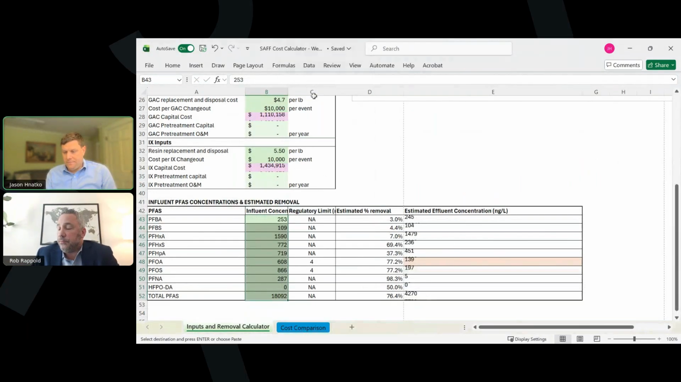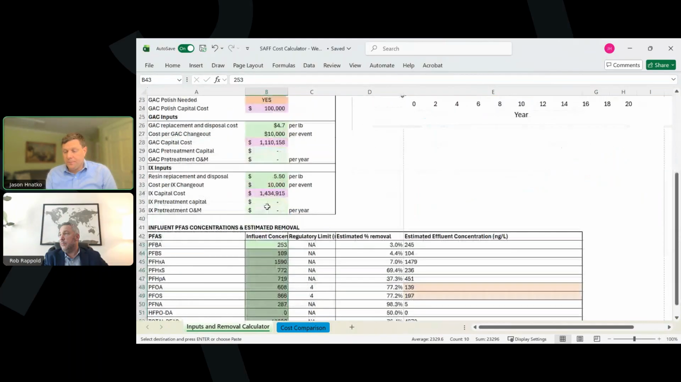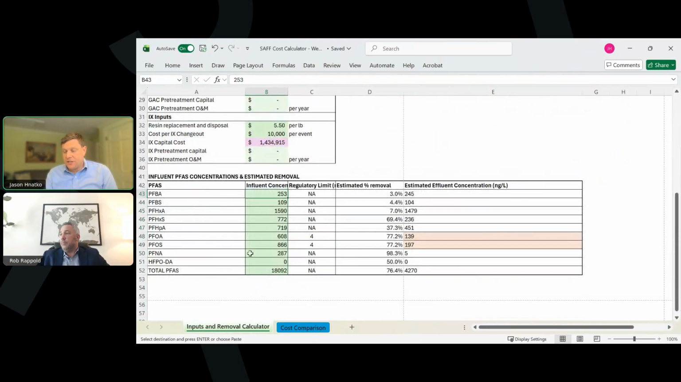All right. So here, as Rob said, we're sticking with 100 gallons per minute flow rate. We switch to an RO reject water. We're going to use the EPA MCLs in this case because likely if you're doing RO water, it's related to drinking water. And we're using no booster. And I updated the concentrations down here for some numbers from an RO reject water that we did test in our lab to see how foam fractionation would perform.